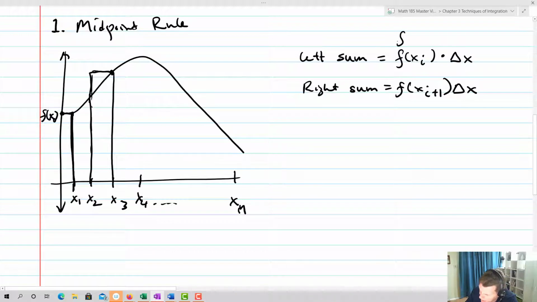Conversely, you might also see the left sum written as f of xi minus 1 times delta x, and the right sum as f of xi. It just depends upon where you're starting your count, if you start at 0 or you start at 1. But those are your left sum and your right sum.